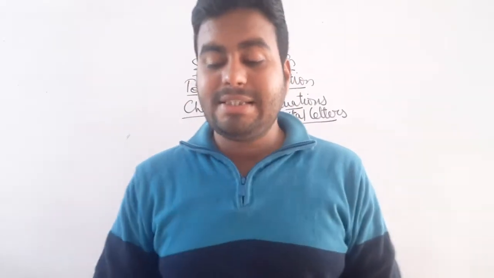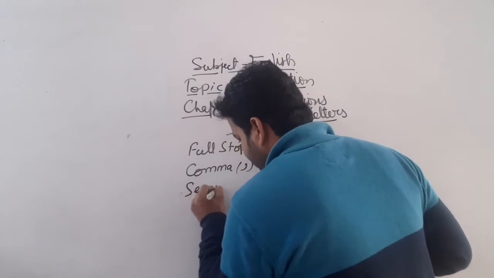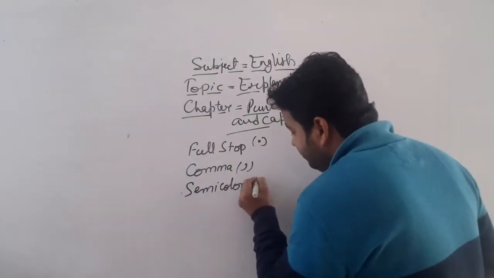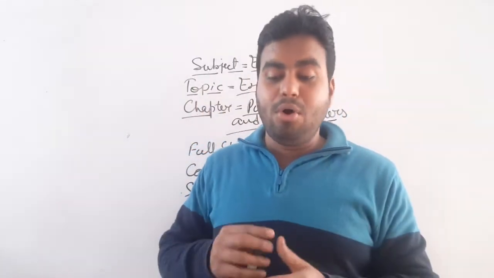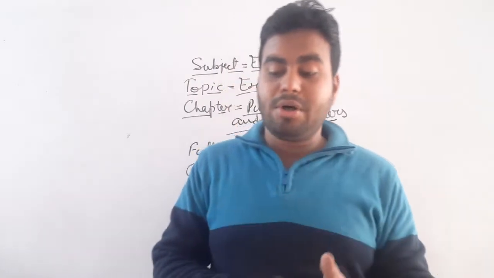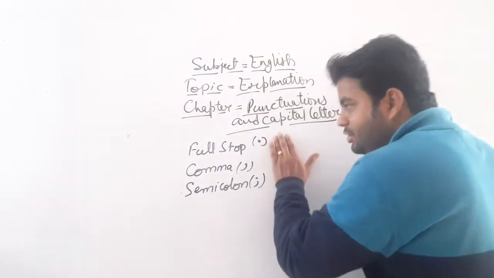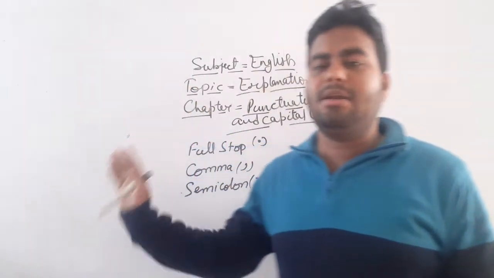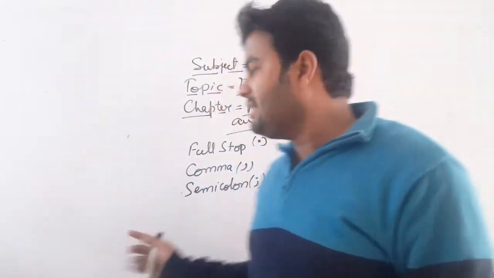Okay. Now the next one is the semicolon. So this is a semicolon. A semicolon, you can say, indicates a pause longer than a comma but shorter than a full stop. Because a full stop is what we use at the end of the sentence and it is the longest pause. With it the sentence completes. So this is the semicolon.